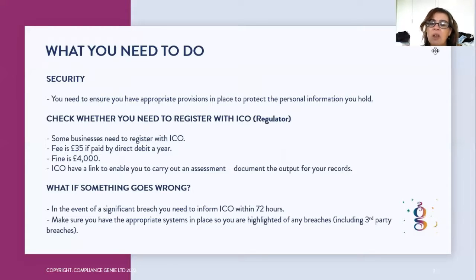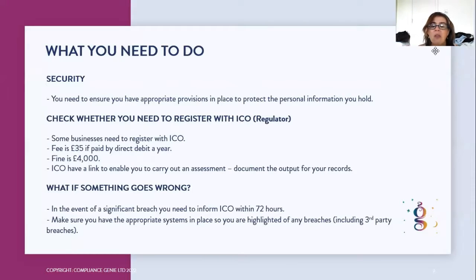You also need to check whether you need to be registered with the ICO. I have found a lot of businesses don't think they need to be registered, even if they're self-employed. There's actually an assessment on the ICO website. You go through it, tell them what you do, and they say whether you should be registered or not. If you should be registered and you don't, there's a potential fine of £4,000. The fee, obviously, is more as businesses get bigger, but for most people, it's £40, or £35 if you pay by direct debit.